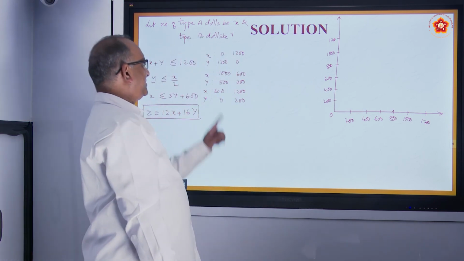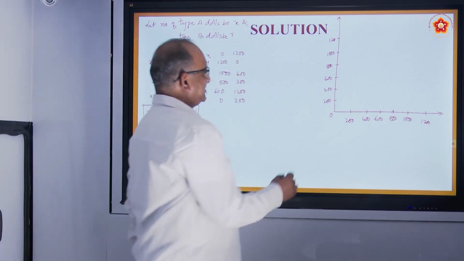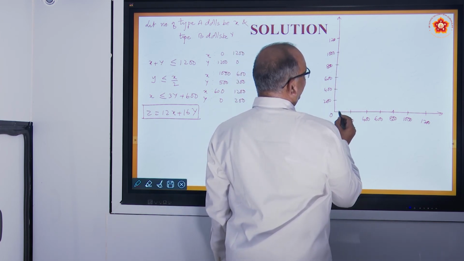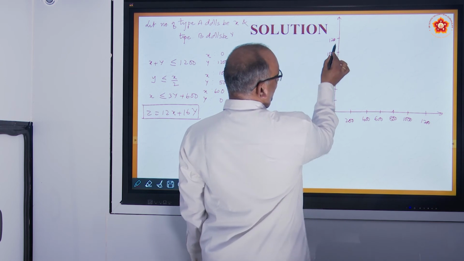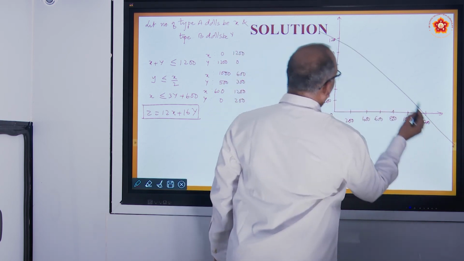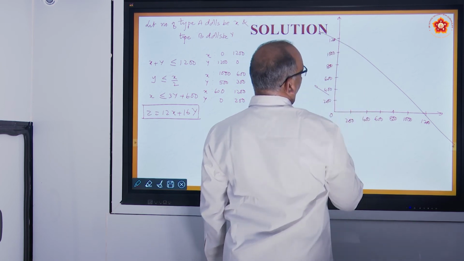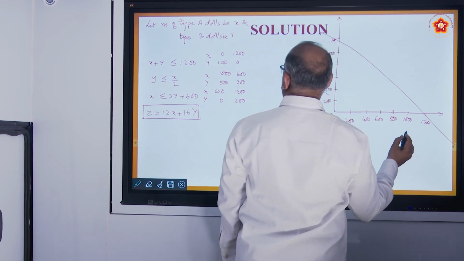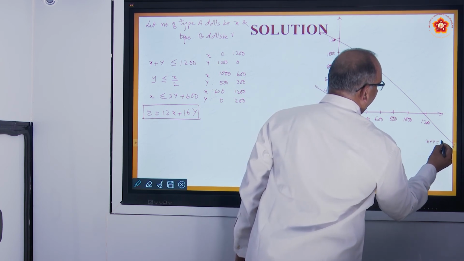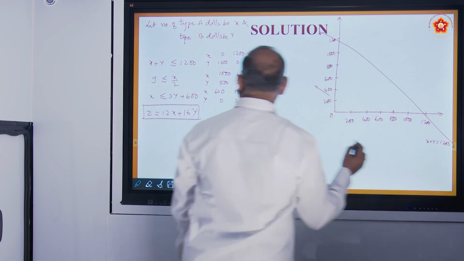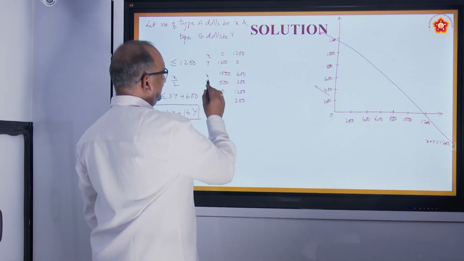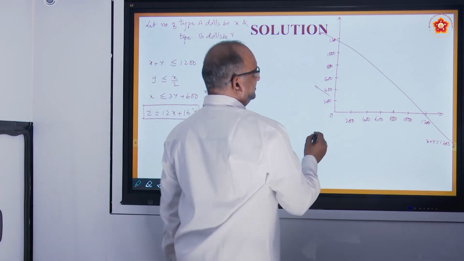Plot the points. Let us begin with the first one. X is 0, y is 1200, and y is 0, x is 1200. So join these two. First one, x plus y equal to 1200.